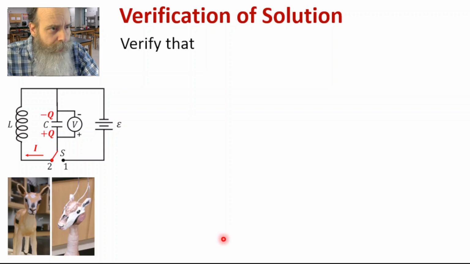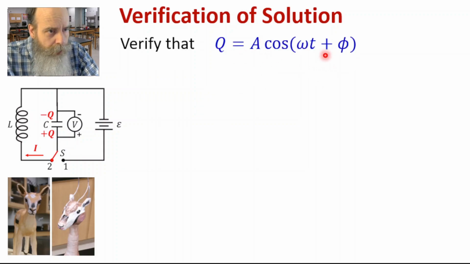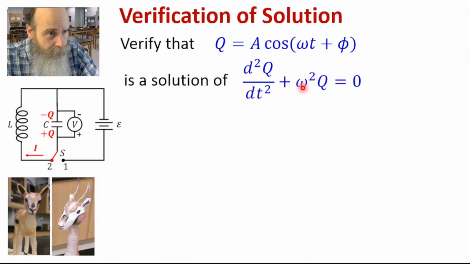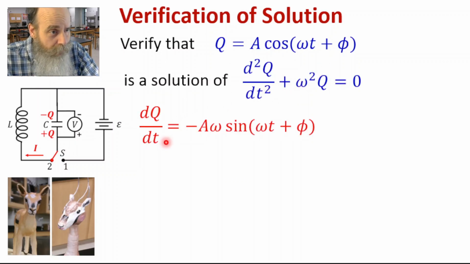Let's verify that this A cos(omega t plus phi) is a solution of our differential equation. First, differentiate Q. The derivative of cosine is negative sine. When we differentiate this, we have to use the chain rule. Differentiate with respect to omega t plus phi, giving us sine(omega t plus phi), and then differentiate omega t plus phi with respect to t. That gives us an omega in front. So dQ/dt is negative A omega sine(omega t plus phi).